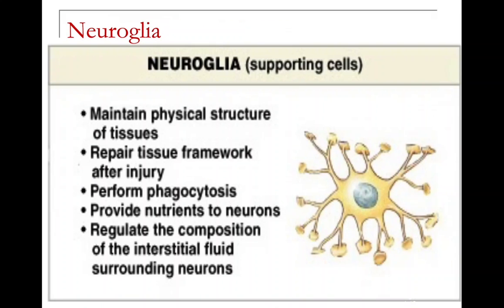So neuroglia are the support cells. They maintain the physical structure of the tissue, helpful in repairing tissue framework after injury, not necessarily repairing the nerve cell though. They can do phagocytosis, provide nutrients to neurons, regulate the composition of the interstitial fluid surrounding the neurons.